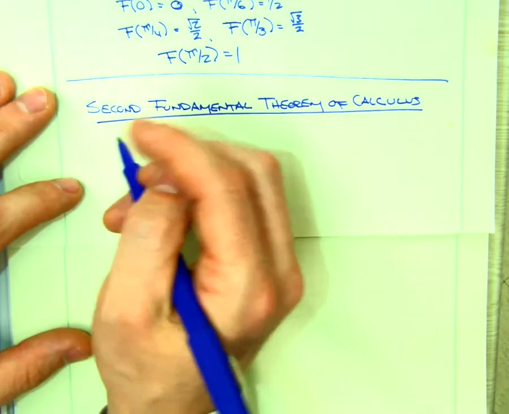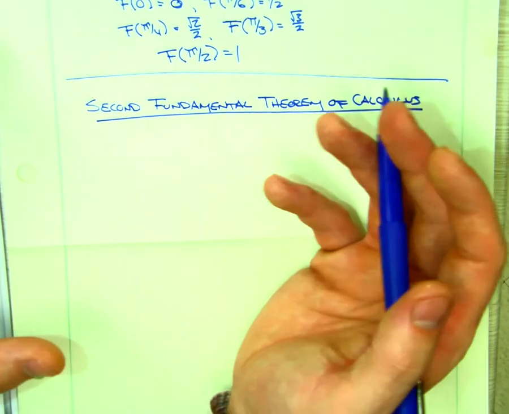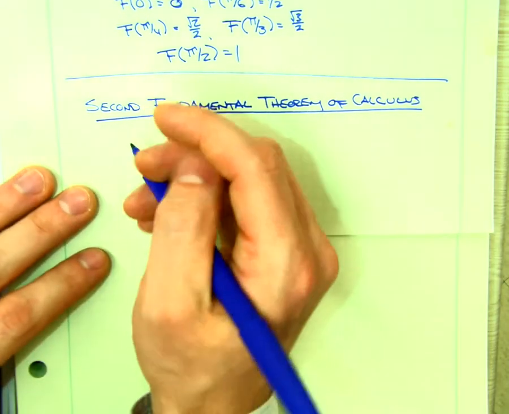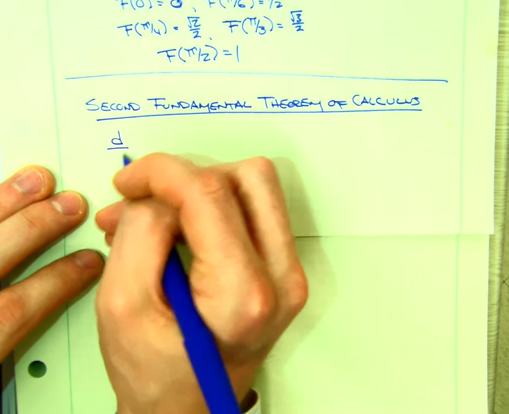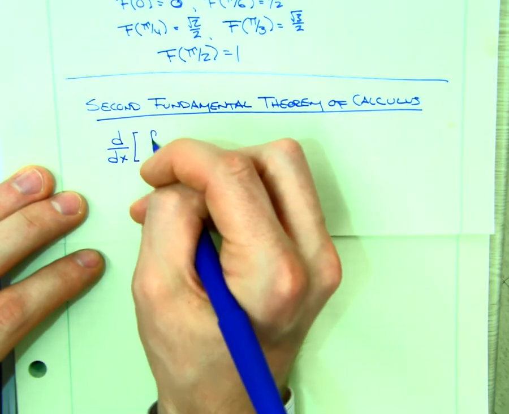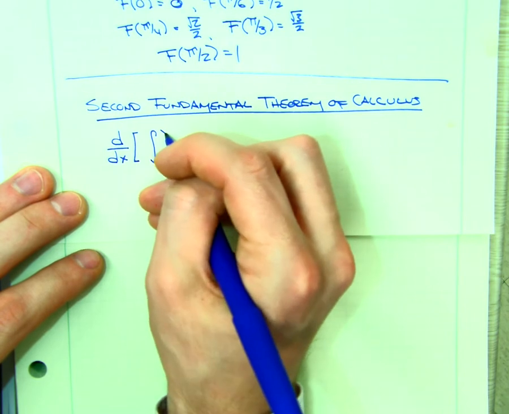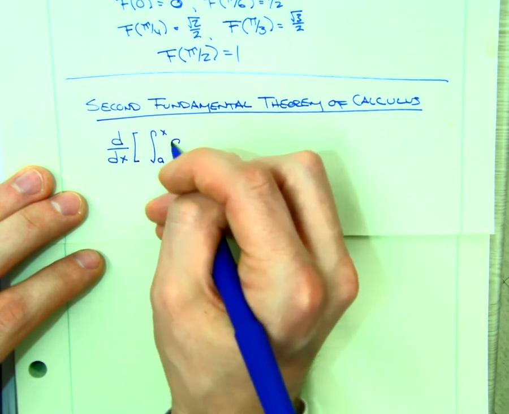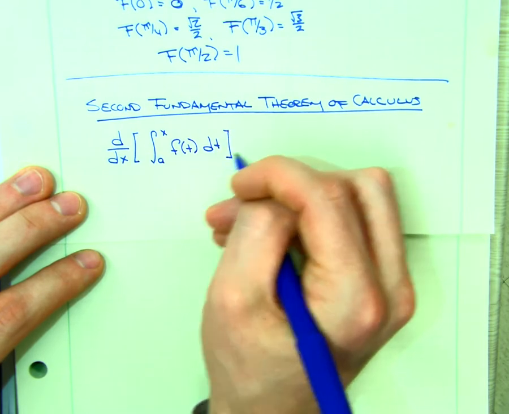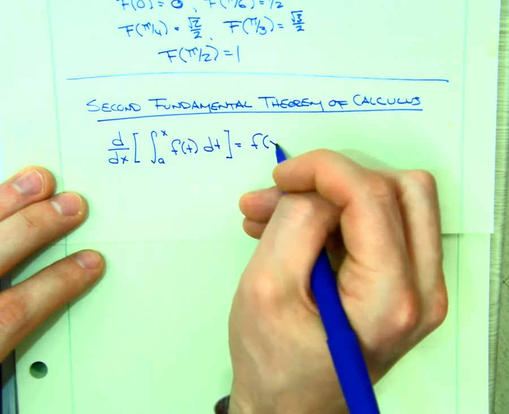Here it is. F is continuous on an interval containing a and then x. So it's going from x to a, right? This is going to seem really obvious and simple. If I take the derivative of my antiderivative, then I get my original function.